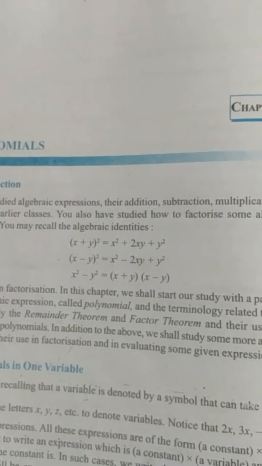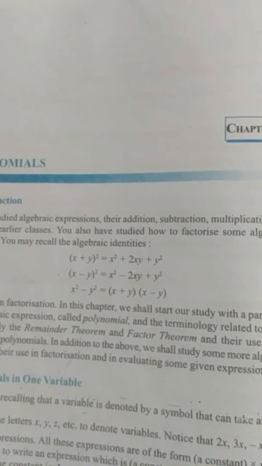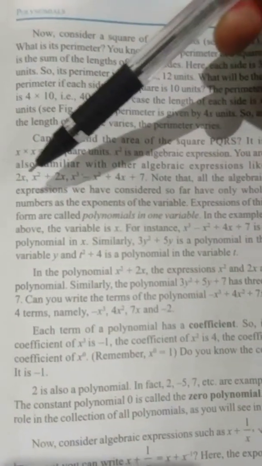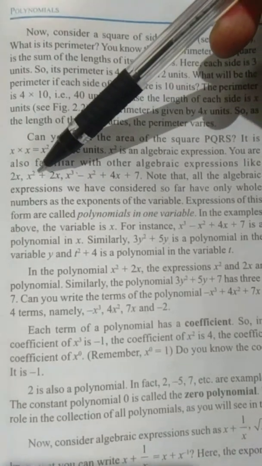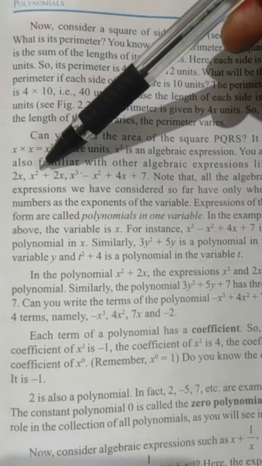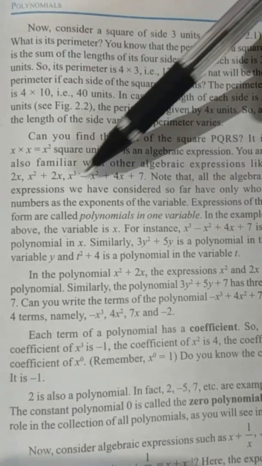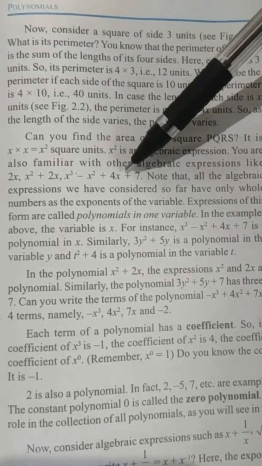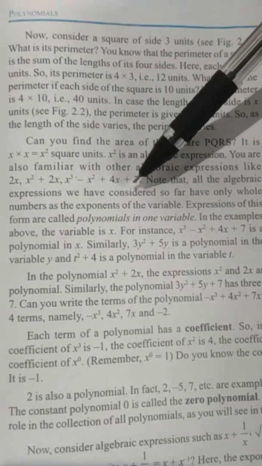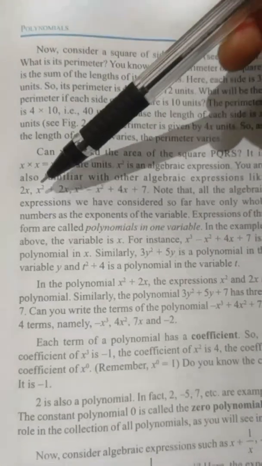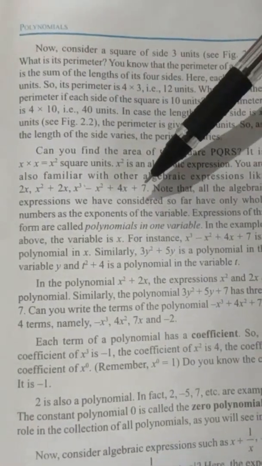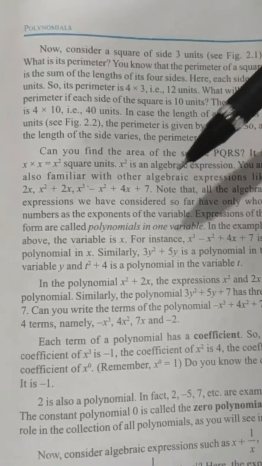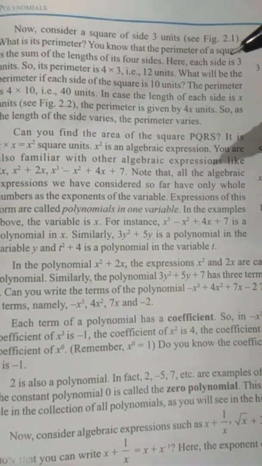Next, the power will be a natural number. Students, the power will be a natural number. Look here: 2x, the power is 1, and x square plus 2x, in this case the power is 2, and x cube minus x square is a polynomial with the power 3. And 4x plus 7 is a polynomial with the power 1. We have to find out that the powers must be natural numbers; the powers may not be a fraction or a negative number. So we have to study many types of polynomials using this.